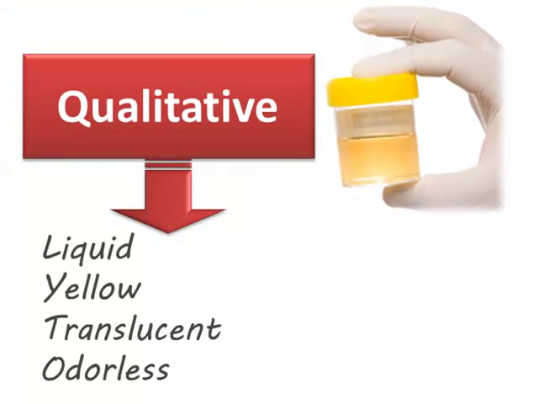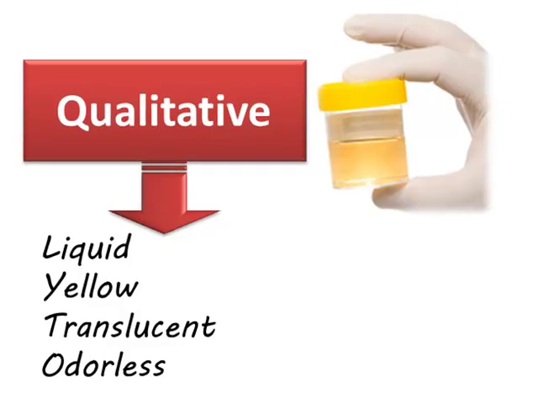Examples of qualitative descriptions for this urine sample would include things like the fact that it's a liquid or that it appears to be yellow in color. You could describe it by saying it appears translucent, meaning you can see through it, or you could get adventurous and note that it's odorless. In each case, these are qualitative descriptions because they simply use words to describe the qualities of the sample.